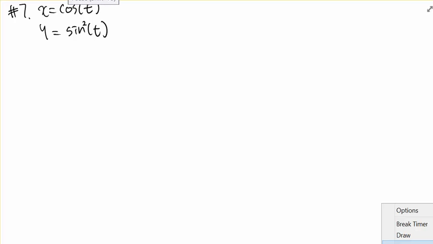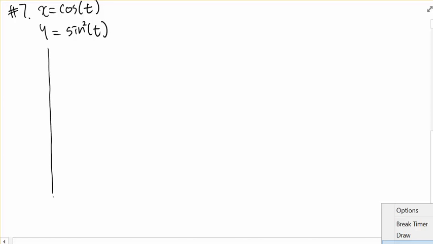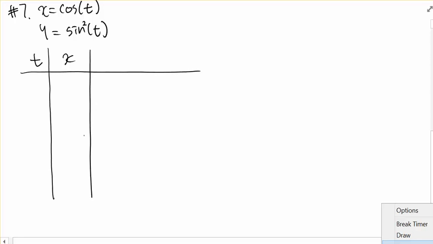4.8, problem number 7. x equals cosine t and y equals sine squared t. In order to graph this parametric equation, I need to plot the points. So t, x, y, and x comma y.